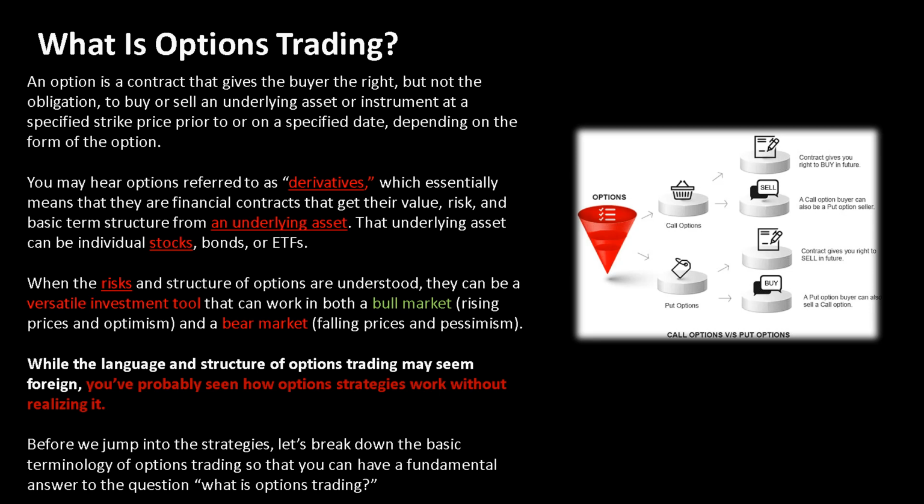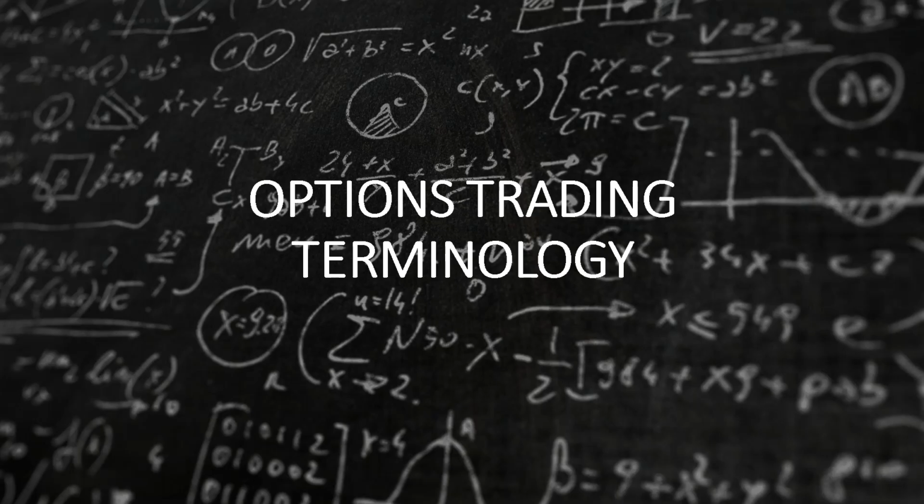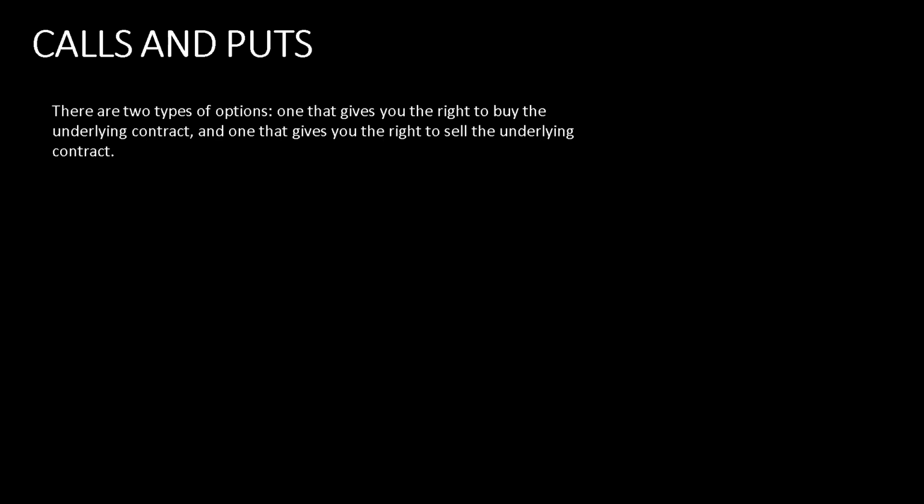When the risk and structure of options are understood, they can be a versatile investment tool that can work in both a bull market, rising prices and optimism, and a bear market, falling prices and pessimism. While the language and structure of options trading may seem foreign and confusing, just like the rest of the market is made on purpose, you've probably seen how option strategies work without even realizing it. Now, before we jump into the strategies, let's break down the basic terminology of options trading so that you can have a fundamental answer to the question, what is options trading? So there's a few things you'll need to know. First, of course, calls and puts. There's two types of options, one that gives you the right to buy and one that gives you the right to sell. Calls is the first and puts would be the latter.